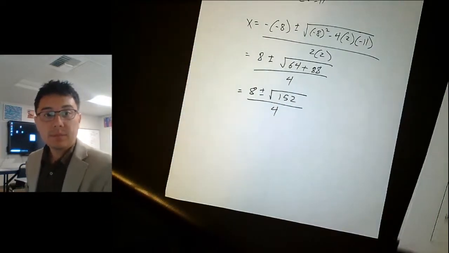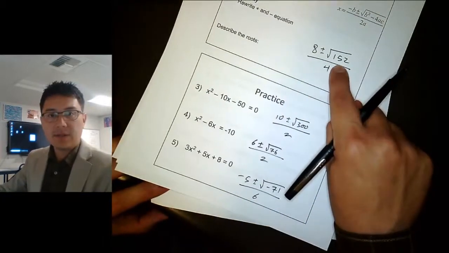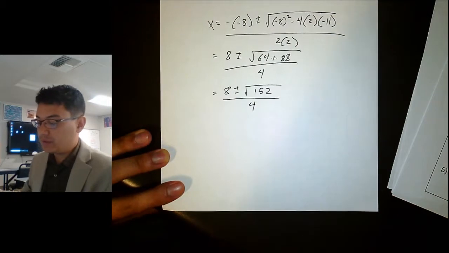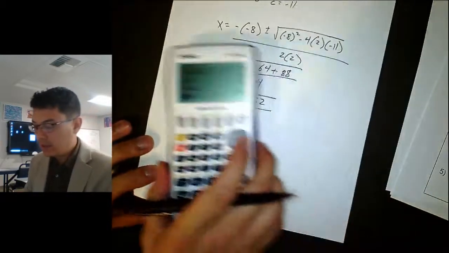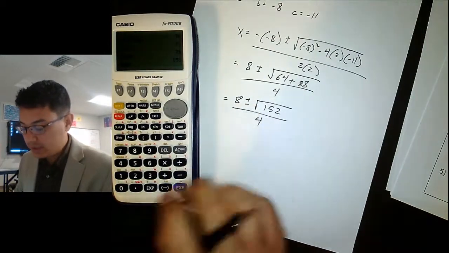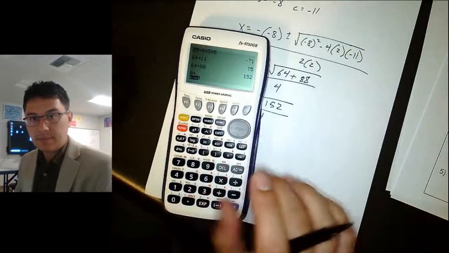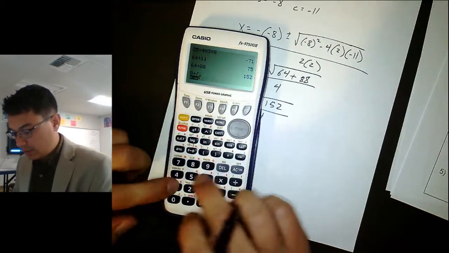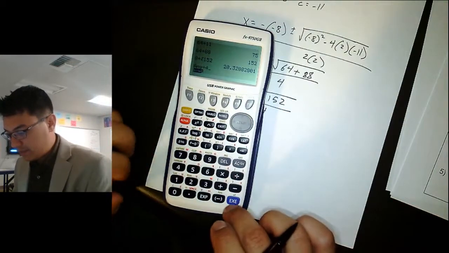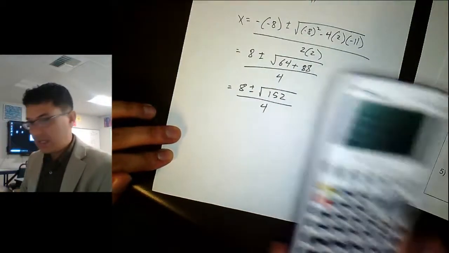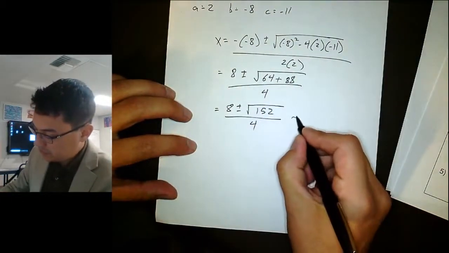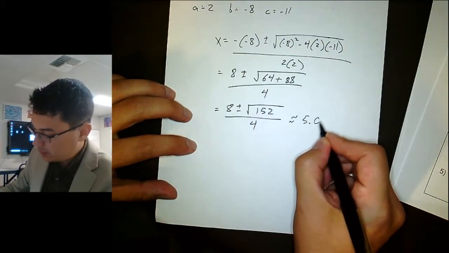All right. So there we go. We confirm the answer that I've got here. You should have ended up with 8 plus or minus the square root of 152, all divided by 4. If you stuff this into your calculator, so if I do this really quick here, we'll do the plus answer first. So 8 plus the square root of 152, and we're going to divide that by 4. I get 5.08, really ugly answer. So this is approximately 5.08.